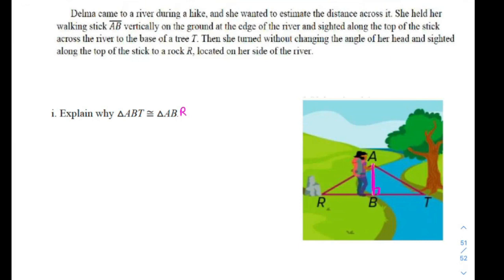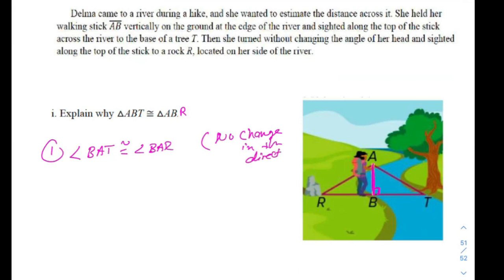Now, first, angle BAT is congruent to angle BAR. Why? Because she said that there is no change in the direction. That means BAT is congruent to BAR. Number two, we have AB, as usual, is congruent to itself using the reflexive property.